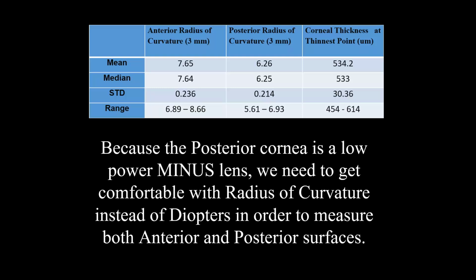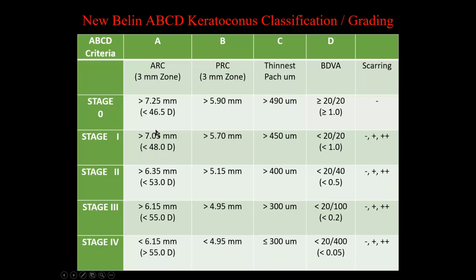So we looked at the anterior radius of curvature in the 3mm zone surrounding the thinnest point. We looked at the posterior radius of curvature, again in the 3mm zone surrounding the thinnest point, and then just the actual corneal thickness. You don't need to know any of this, but we looked at a large database and came up with the mean, median, standard deviation, and what the range was. That doesn't really enter into the ABCD.